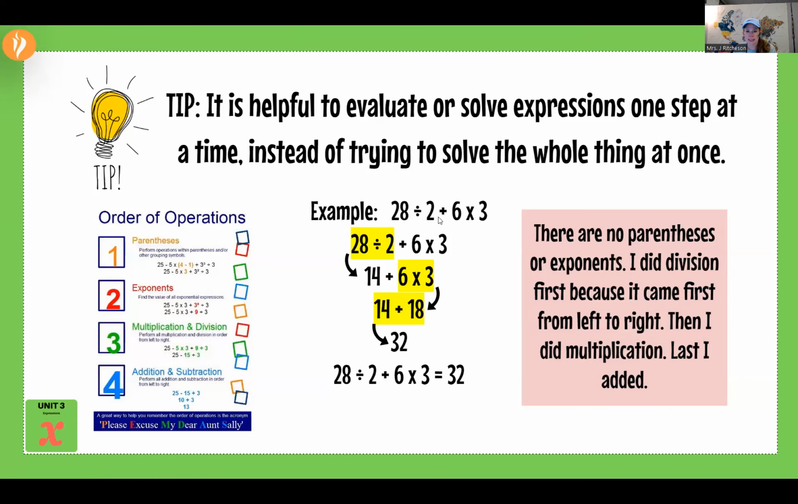All right, here's another example. It says it is helpful to evaluate or solve expressions one step at a time instead of trying to solve the whole thing at once. So in this problem, it's showing we would divide first, bring everything else down. Next, we would multiply. And then finally, the last thing we would do is add.